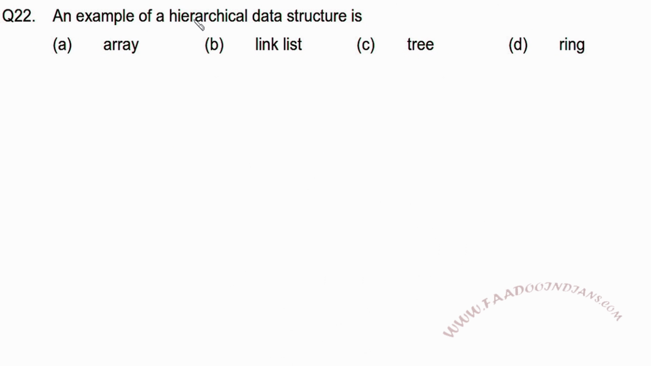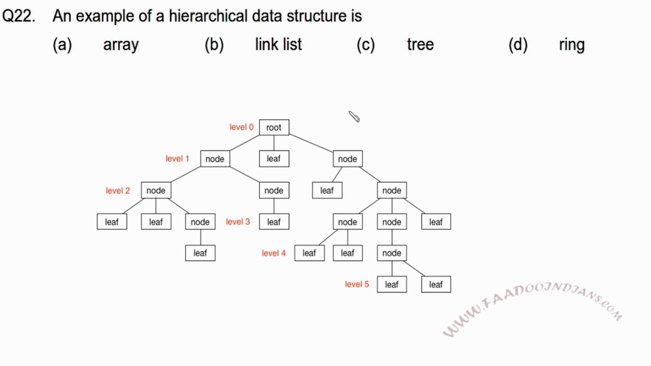22. An example of hierarchical data structure is. So its answer is tree. Tree has different levels, that is hierarchies. As we have in case of a family, that is grandparents, parents, and children. So here we have levels divided by nodes and the termination by leaves. So it will go through with different levels, whereas it doesn't happen in case of arrays or linked list or rings that was asked in this question. So the answer is tree.